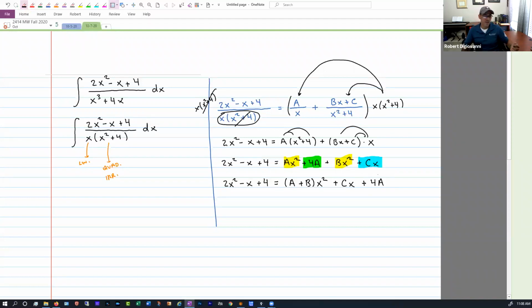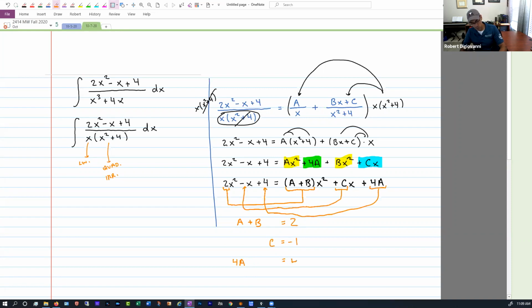And now all we do is match the coefficients. So we need that whatever's in front of x squared here has to match with whatever's in front of x squared here, which is 2. So a plus b has to be 2. I need the number in front of x to be, let's see, what is that? -1. So c must be -1. And then I need 4a to equal whatever's over here by itself. So I need 4a to be equal to 4. And this is my system of equations.